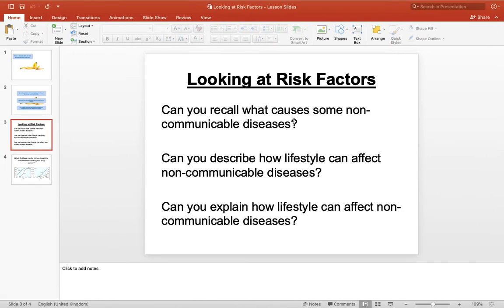So, you should be able to recall some non-communicable diseases. You should be able to explain how lifestyle can affect non-communicable diseases.